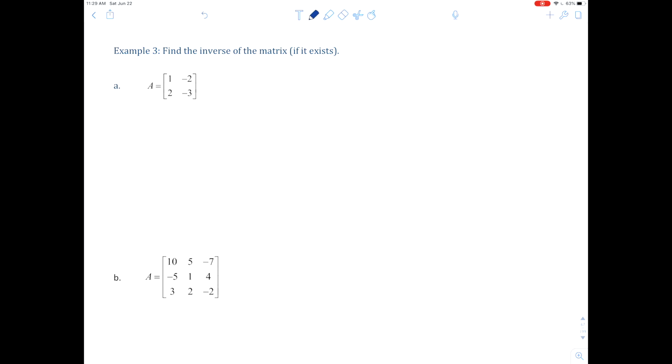Okay, let's see how you did. So we need to adjoin I_2 to A. And that's going to give us 1, -2, 2, -3 on the left. And then on the right, we'll have our 1, 0, 0, 1.